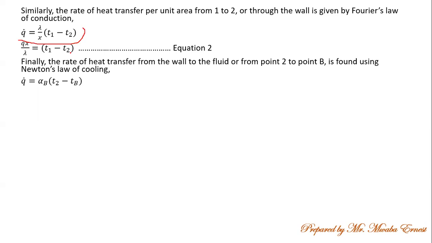Then I also have the last part, which is where now the heat is supposed to come out of the surface and into the environment. So it is going to move from point 2 to point B. So the rate of heat transfer per unit area is alpha for point B multiplied by this temperature difference, which is T2 minus TB. And making T2 minus TB the subject, I have Q dot divided by alpha B. So this is my equation 3.